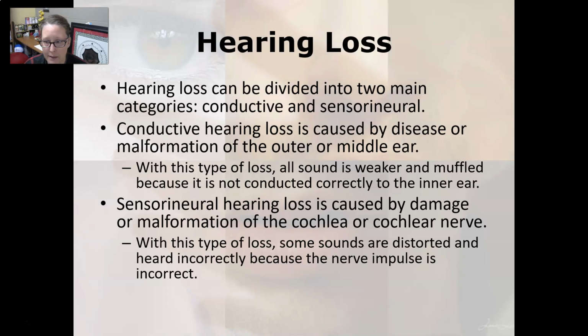It's caused by damage or malformation of the cochlea or of the cochlear nerve. With this type of loss, some sounds are distorted and heard incorrectly because the nerve impulse is incorrect. And that wraps up our anatomy and physiology review of the ears.